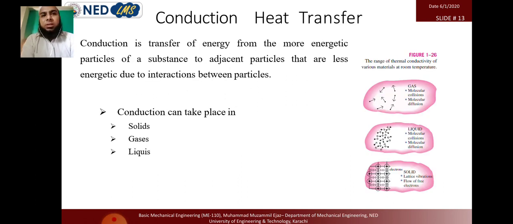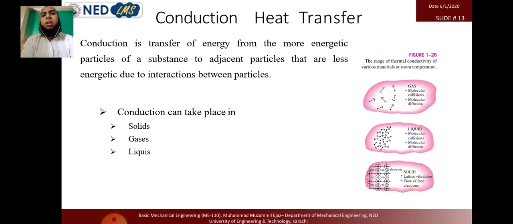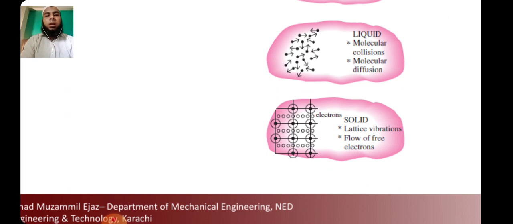By the simple definition, conduction is the transfer of energy from more energetic particles of a substance to adjacent particles that are less energetic, due to the interaction between the particles. You can see that in this picture. Conduction takes place in all phases of a substance, like solids, gases, and liquids, but it is more prominent in solids. If it is a solid body, the molecules are interacting with each other through vibration. They are not freely moving in the volume. All the molecules stick to their places, but they do vibrate with the adjacent molecules.